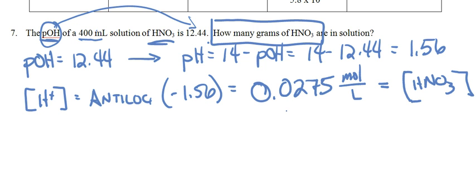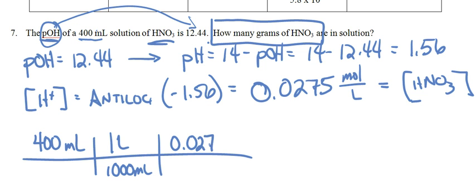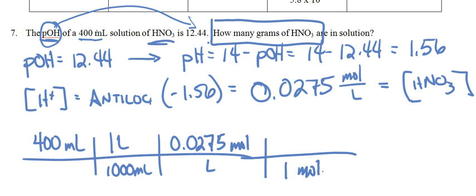All right, so now we know we have 400 milliliters. If you know your volume and your molarity, always start with your volume. Convert the milliliters to liters. Multiply that times the molarity, which changed the units to moles over liters. Then, now we can get rid of moles by multiplying it times the molar mass.